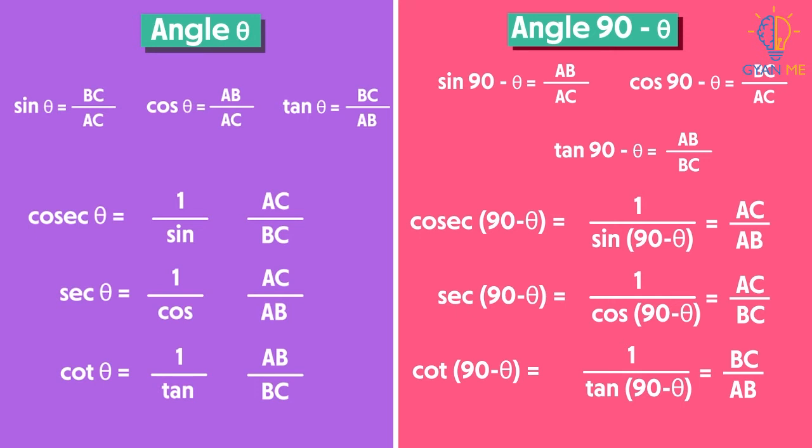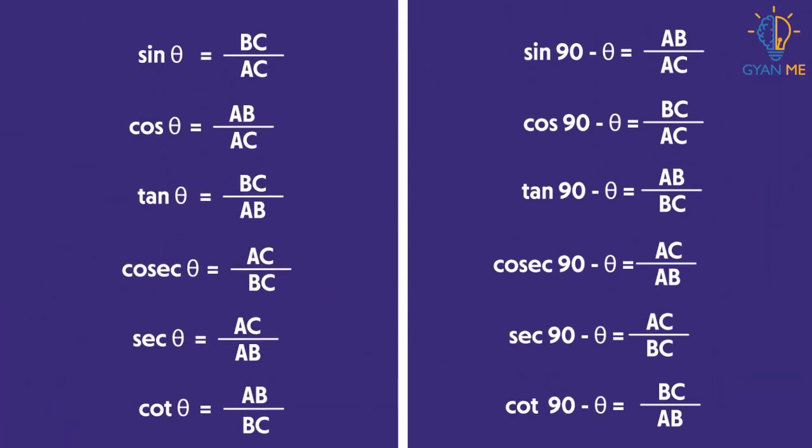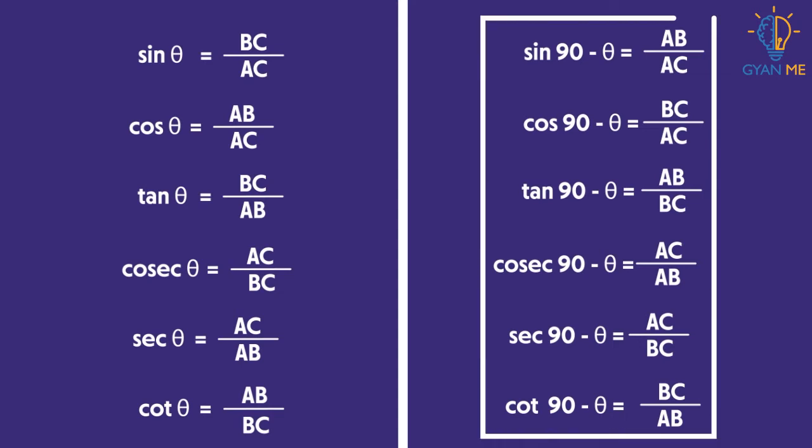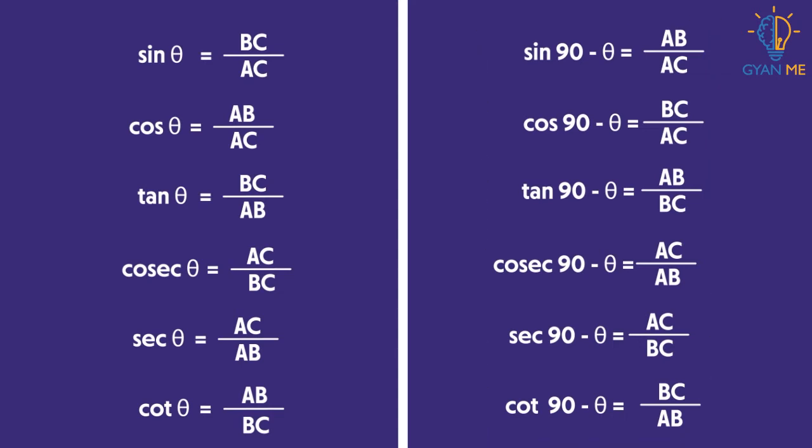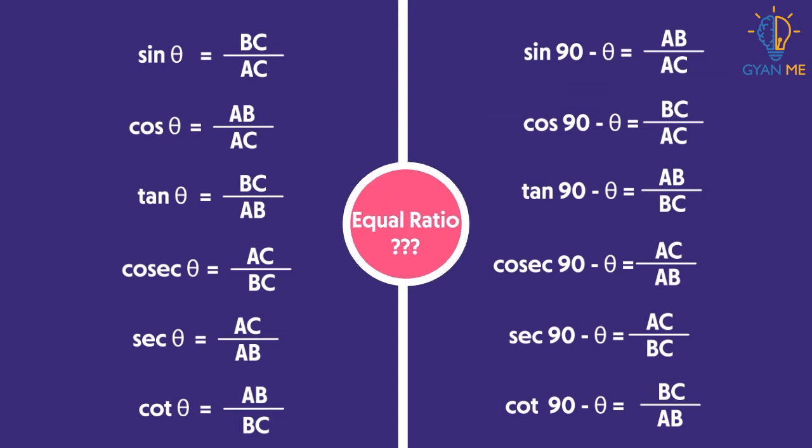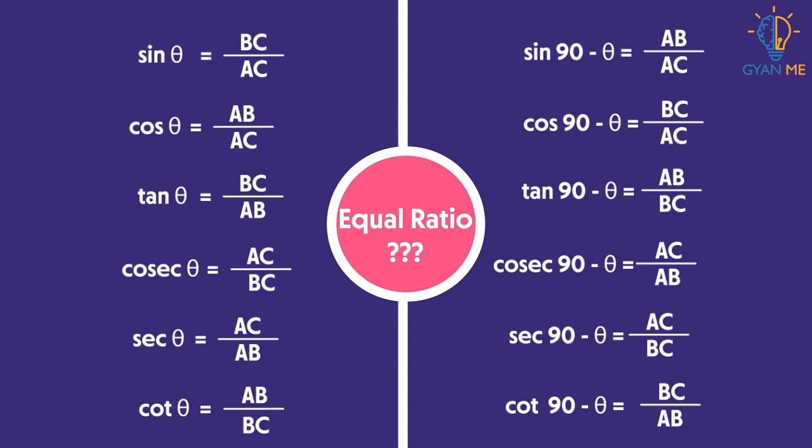In order to compare them, let us write them in table form in two halves of the screen. And this half has ratios of 90 minus theta. Pause the video and observe these ratios carefully. What do you find? Can you figure out some equal or same ratios for both the sides?